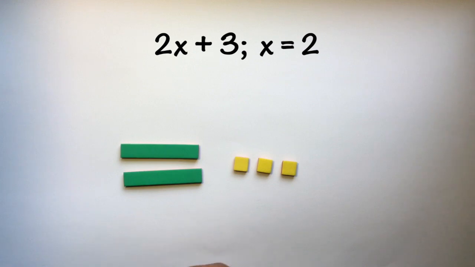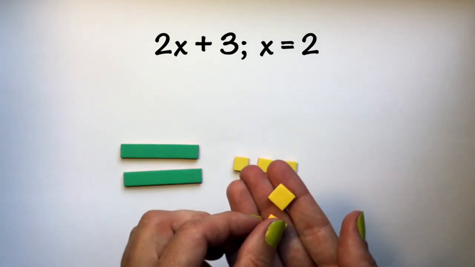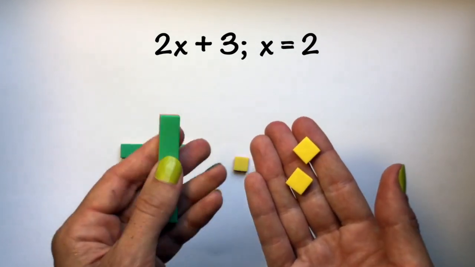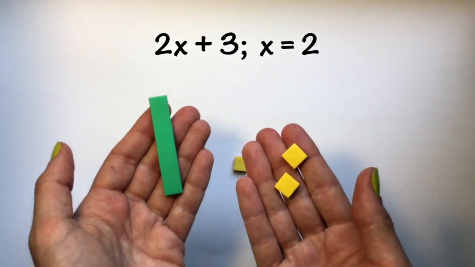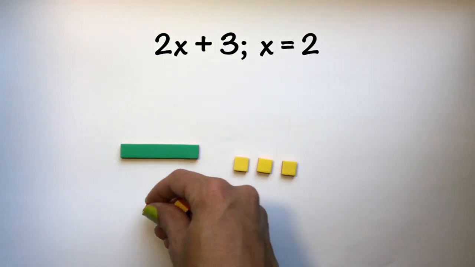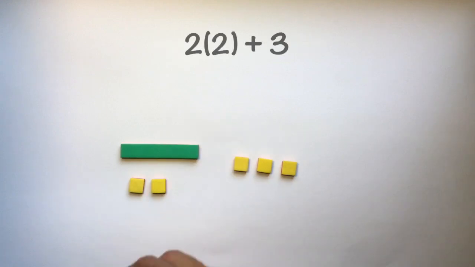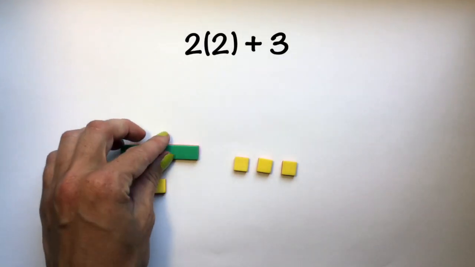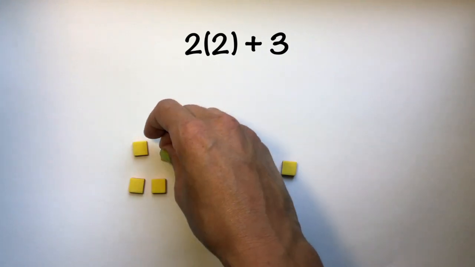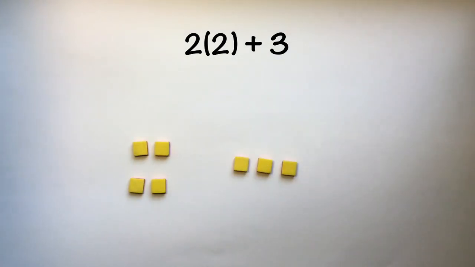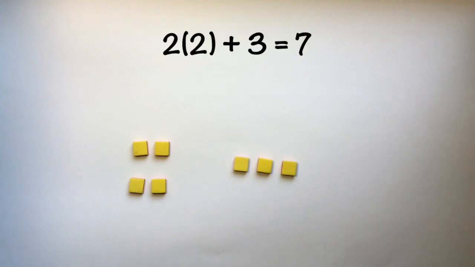Well, that means that this has the same value as this. So I can substitute 2 for x in my model. When I substitute 2 for both x's in my expression, I am left with the expression being equivalent to 7.